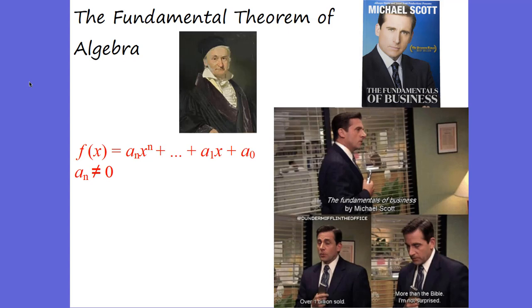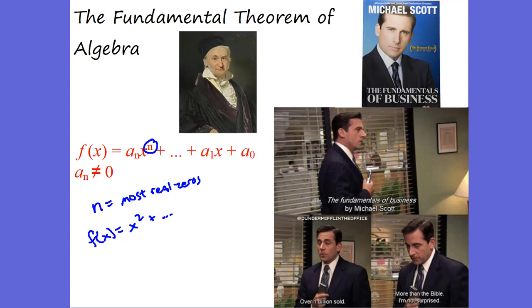The Fundamental Theorem of Algebra, developed by a guy named Carl Friedrich Gauss. What we know from previous studies is when we have a function f of x equals a sub n x to the n power, if we look at this degree n, you can have at most this many real zeros. So if it is f of x equals x squared plus dot dot dot, you can have at most 2 real zeros.